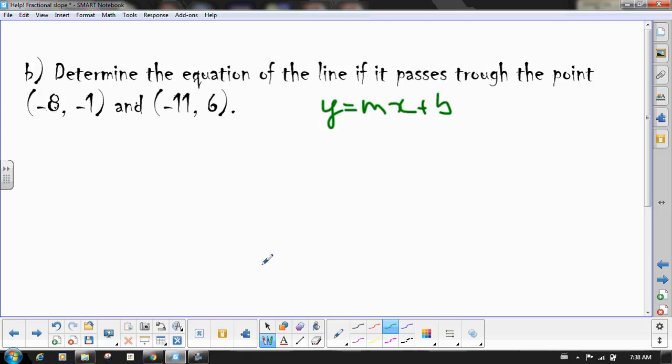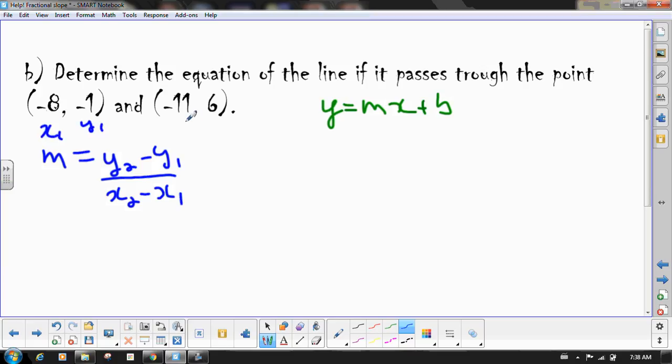This time, instead of giving you the slope outright, we need to calculate it. So we're going to start with our formula, m equals y2 minus y1 over x2 minus x1. Those numbers are subscripts. I noticed yesterday in class that some of you were writing them up top, which means something completely different. It means that they are exponents. So please don't do that. I don't want you to make the error of applying exponent rules when it doesn't apply here.